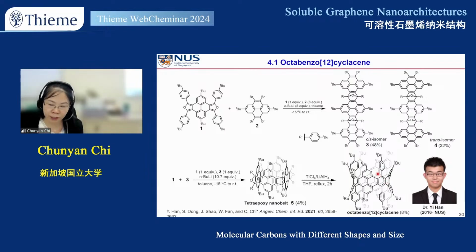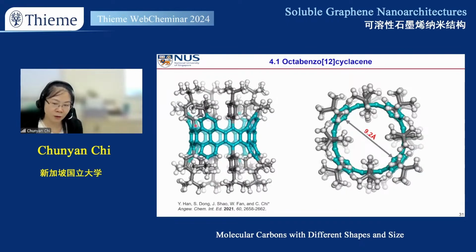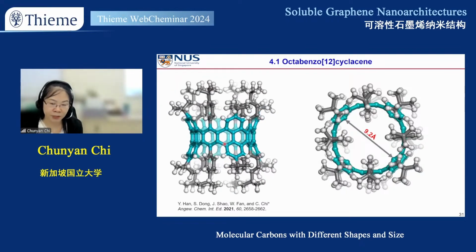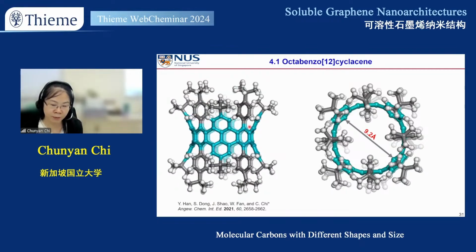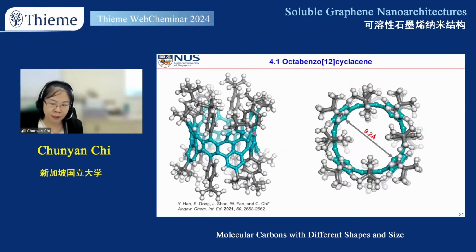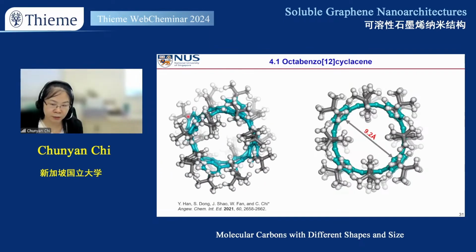So here we attach the butylphenylenes. Without the butylphenylenes, we cannot get the target compound. We can only get hydrogenated products. And this is the single crystal structure. So as you can see, all zigzag edges are blocked. And the attached phenylenes are almost perpendicular to the molecular backbone. And it shows a cylinder-like conformation and is fully conjugated and rigid.